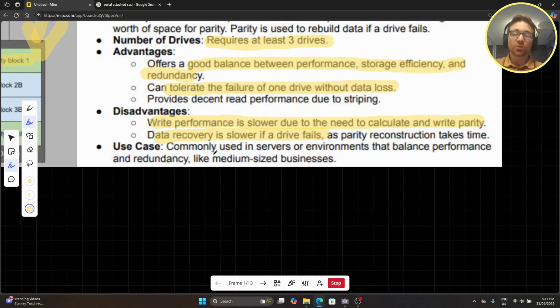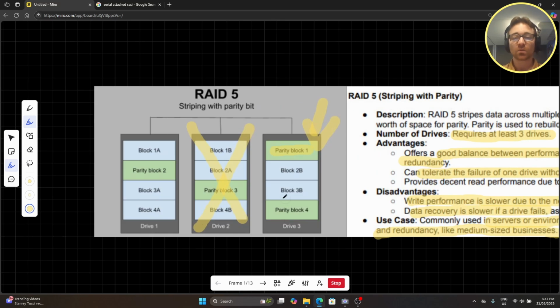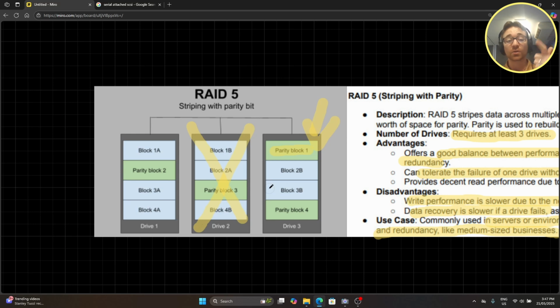Okay, so when would you use this? You would probably use this in servers or environments that balance performance and redundancy, such as medium-sized businesses. So look, long story short, if you're in a situation where you need redundancy, you need pretty good performance, and you are able to pay a little bit more than for the other two, because think about it, you're getting redundancy and you're getting pretty good performance for those read-write operations.